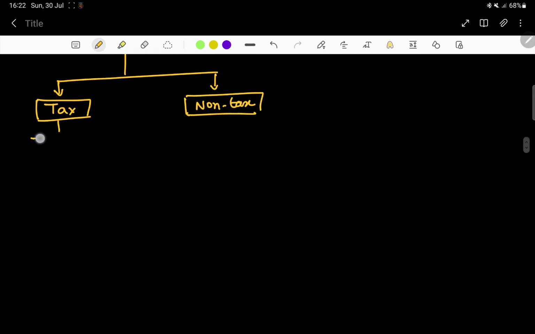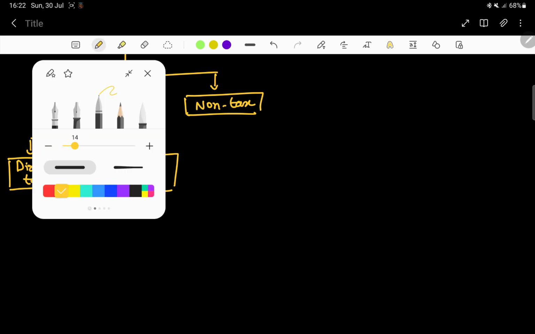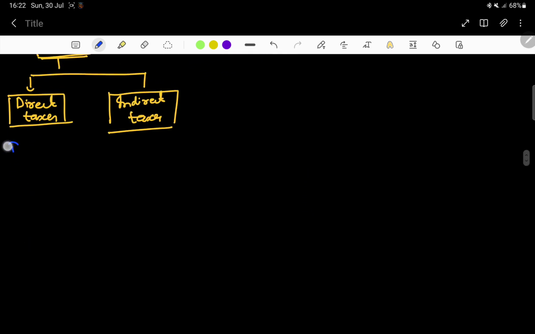In the tax revenue receipt, you can have two aspects. One is direct taxes and the other is indirect taxes. So under the tax head we have direct taxation and indirect taxation. We can remember certain examples. Let me change the color so it would be better for you to recollect in the exam. In direct taxation, you must be paying the income tax. So income tax is an example of direct taxation.